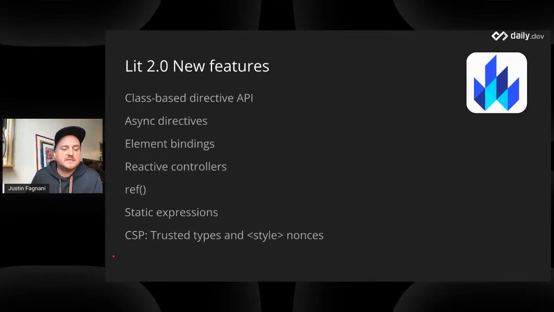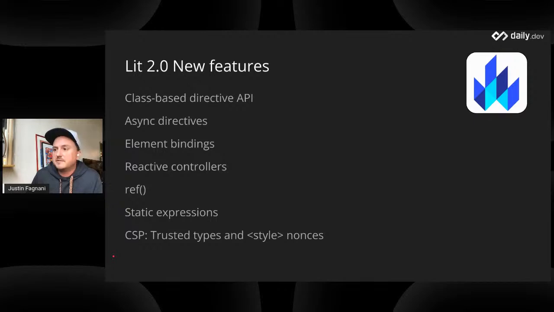We have async directives that are able to do work before and after render, so you're able to do some pretty advanced things like animations. We have a new type of binding, so you can attach behaviors very easily to elements. And we have a thing I'm going to show in a second called reactive controllers, which you can think about a little bit like custom React hooks. They're a composable unit of reactivity that we think is going to be very useful for building out component sets and utilities. We also have added ref and static expressions and a few more security features.